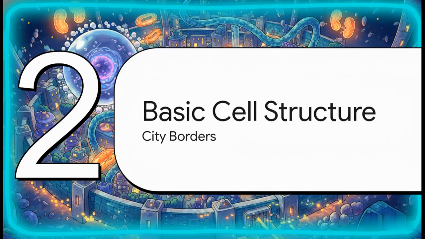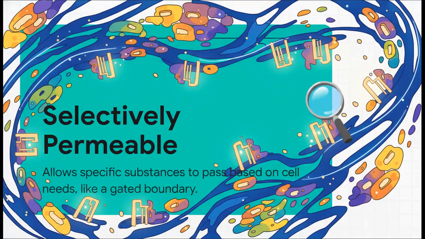Section 2. The basic cell structure, city borders. Every city needs a border wall, right? For a cell, that's the plasma membrane, and it's what we call selectively permeable. It operates on a fluid mosaic model. Imagine a fluid-moving sea of fats, or lipids, studded with a mosaic of proteins acting as specialized security gates. This membrane is incredibly thin, only about 7 to 10 nanometers thick, yet it's the ultimate gatekeeper, strictly controlling what enters and exits based exactly on what the cell needs at that very moment.